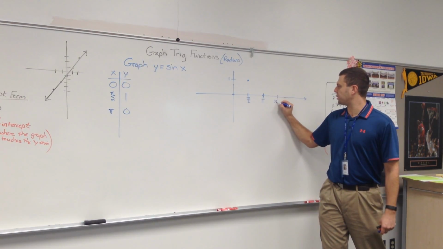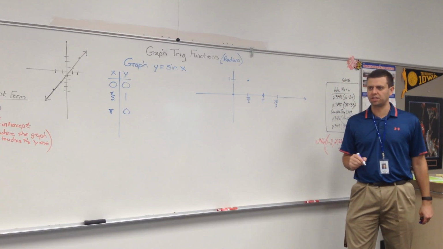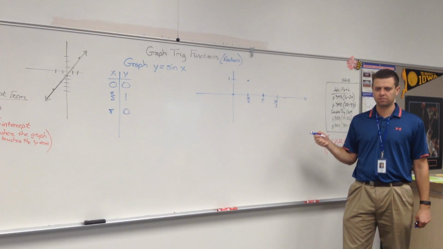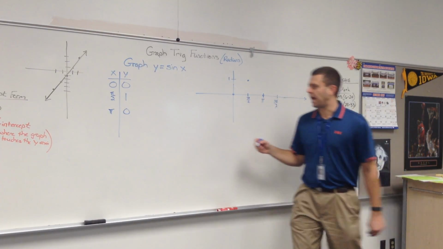The next one would be 3 pi over 2, or 270 degrees, right? And I'm kind of counting by 90s. 90, 180, 270. Okay?